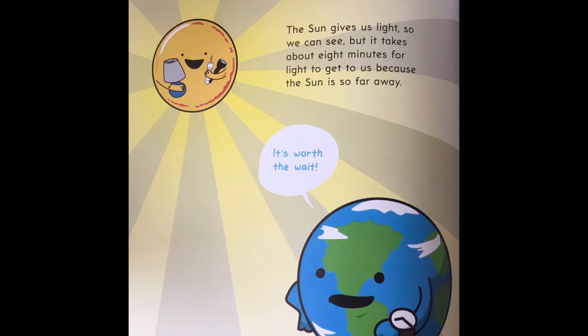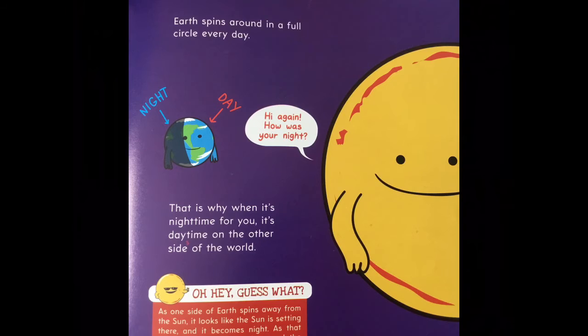The sun gives us light so we can see, but it takes about 8 minutes for the light to get to us because the sun is so far away. It's worth the wait. Earth spins around in a full circle every day. That is why, when it's nighttime for you, it's daytime on the other side of the world.